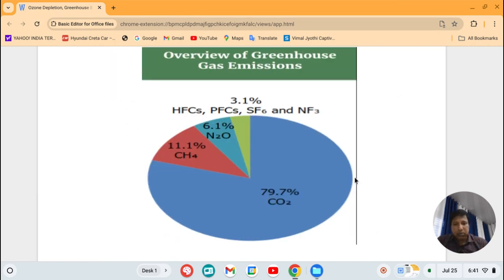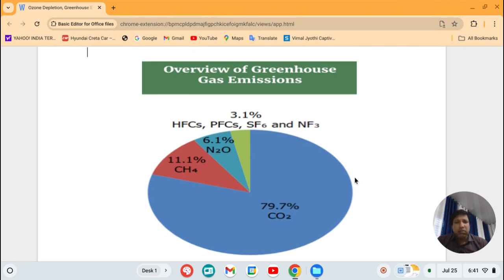Now we will see the content of various greenhouse gases in the atmosphere. Only we are considering the greenhouse gases, their percentage. Carbon dioxide is 79.7%, methane is 11.1%, N2O is 6.1%, and HFCs and others contribute 3.1%. So this is the overall percentage of various greenhouse gases present in the atmosphere. So we can see plenty of carbon dioxide and methane are present.